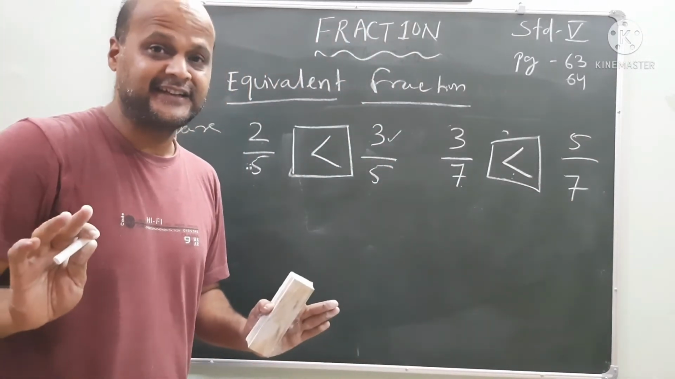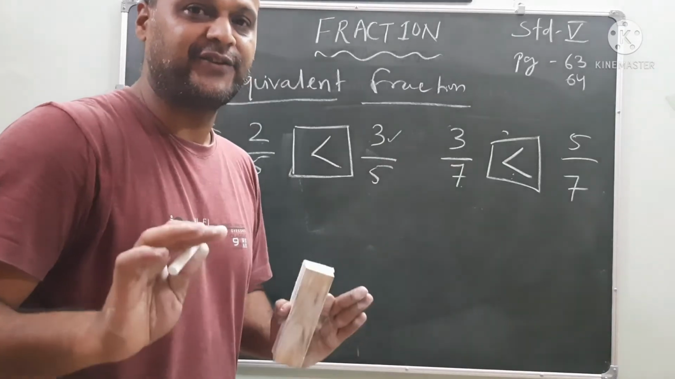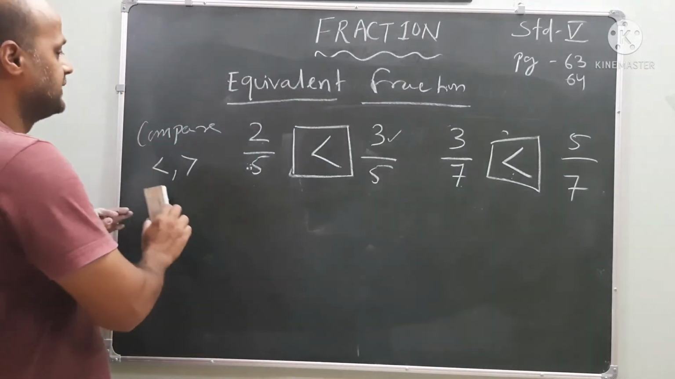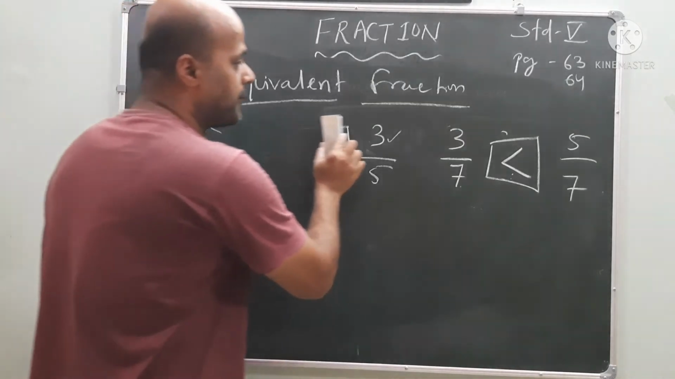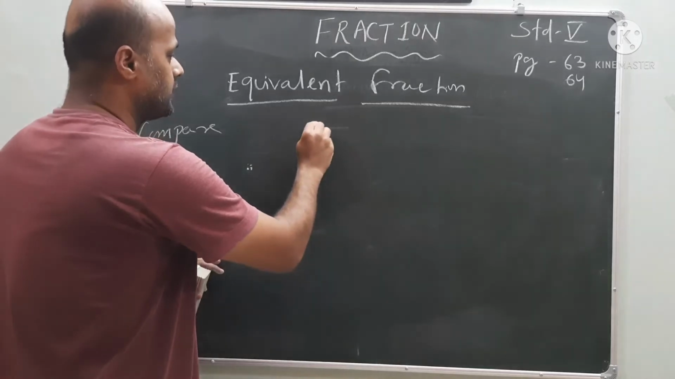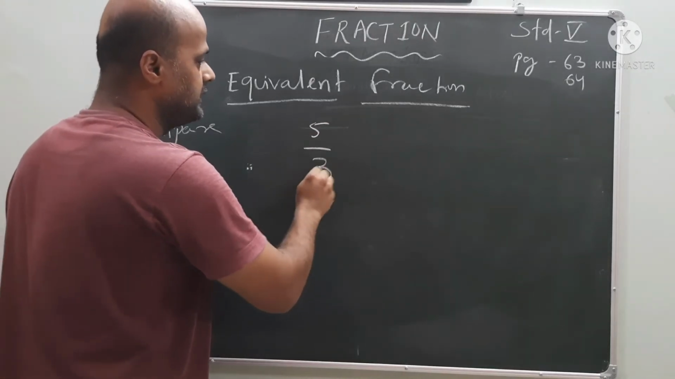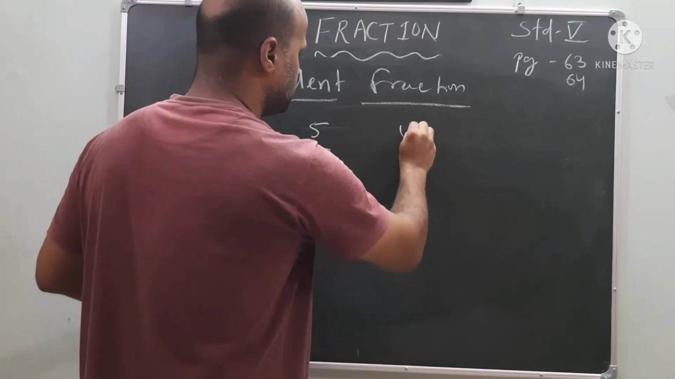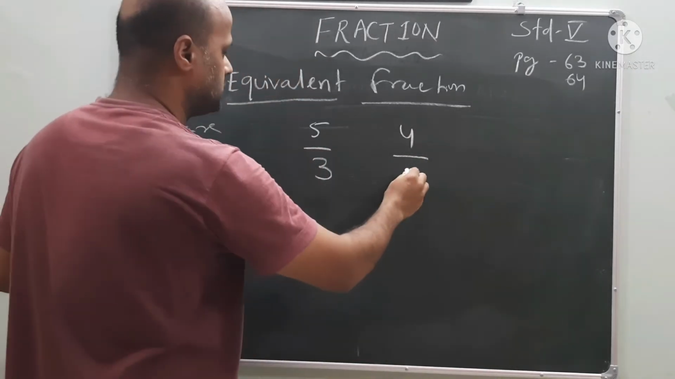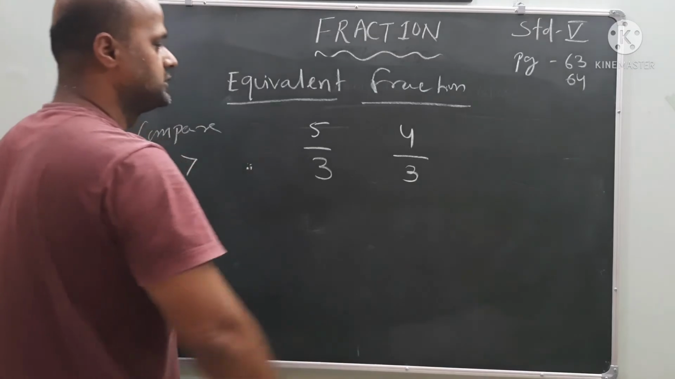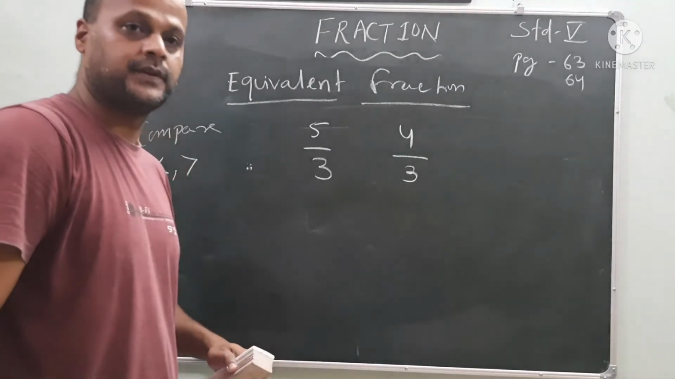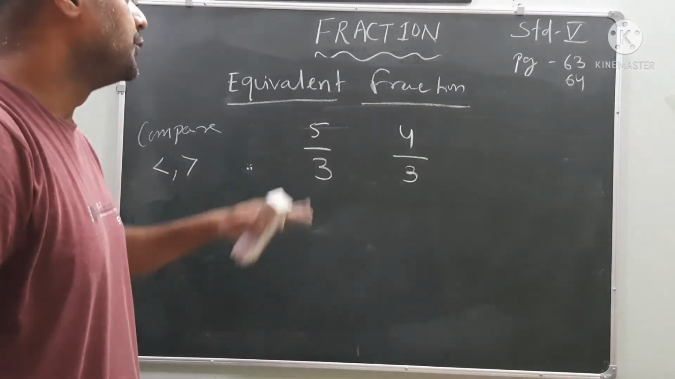It is easy, na? So don't make any confusion. You have to remember the rules. Okay? Understood, my dear friends? Now this is the proper case. In the case of improper, 5 by 3 and 4 by 3. Okay, now remember this one. Which one is greater? You just think it.